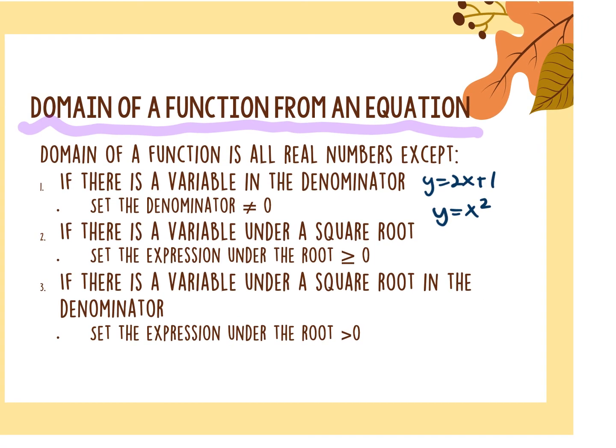But as soon as I get a variable in the denominator, which is the first kind of restriction, like y equals 1 over x, if that denominator is 0, what happens to my equation? It's undefined. 1 divided by 0 is undefined. So if there's a variable in the denominator, then we set the denominator not equal to 0. Whatever's down there, if it's just an x, x cannot equal 0. If it was x plus 1, that cannot equal 0. Whatever's in the bottom, you would set not equal to 0.